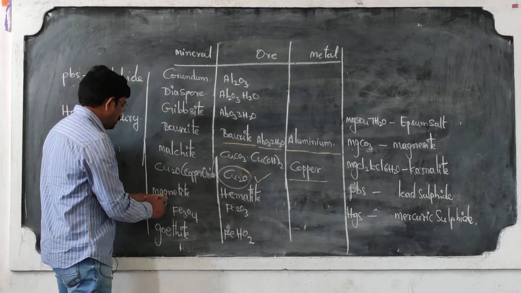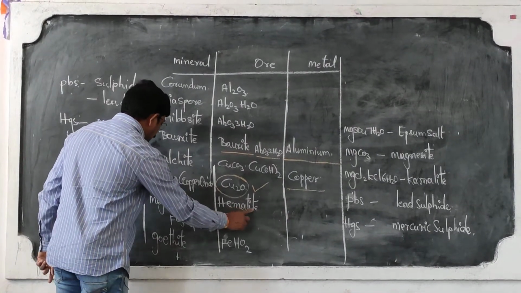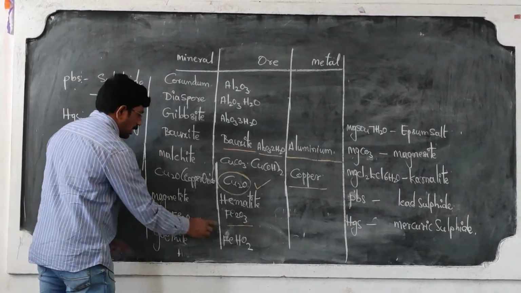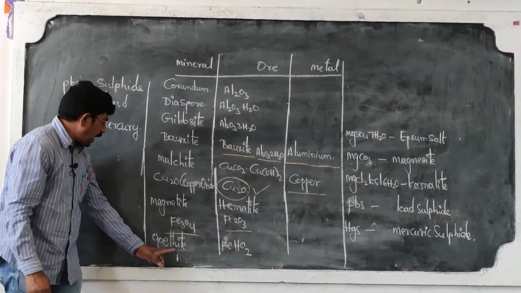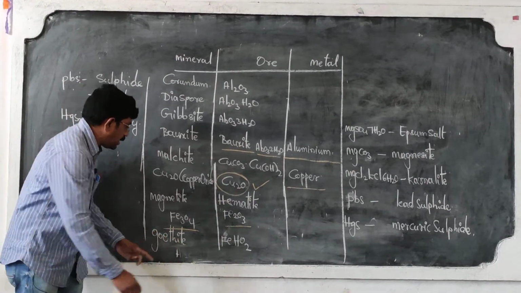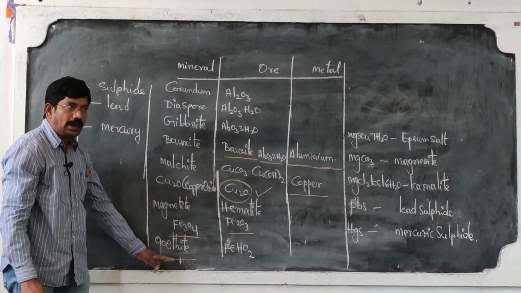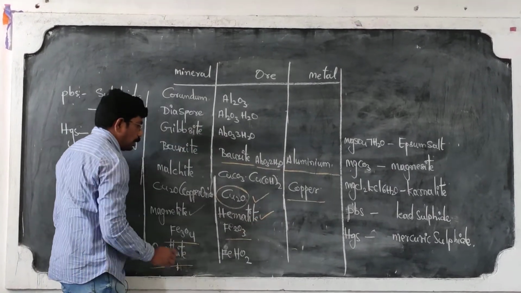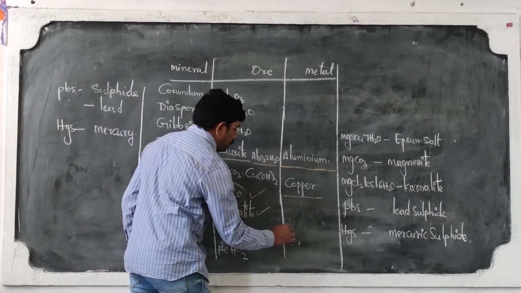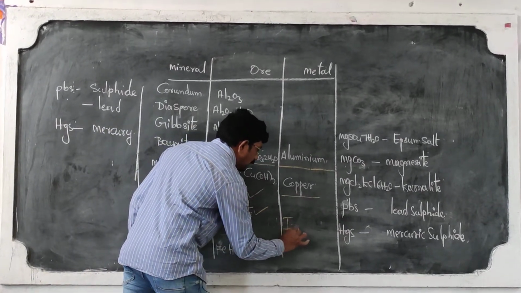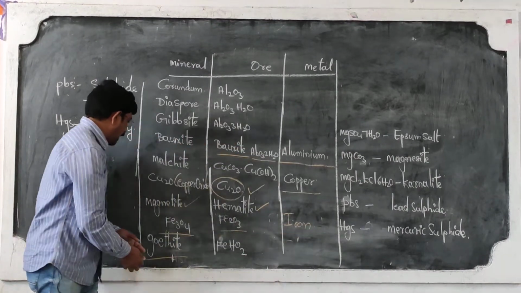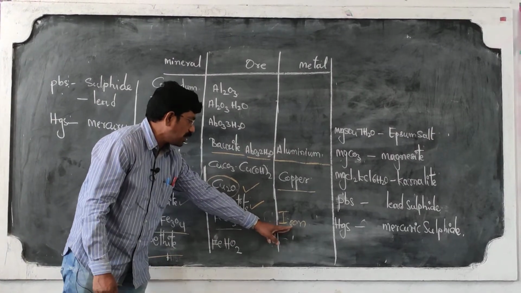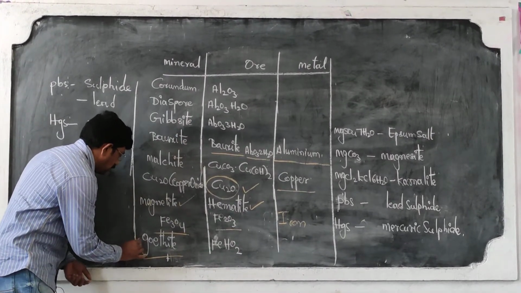Magnetite, see this one. Next one, hematite: Fe3O4 and Fe2O3. These two are the oxide ores. Next, goethite. What is that? Goethite is another mineral, but not the ore. We use this magnetite and hematite to extract the metal. What is the metal we are extracting? Iron. So this magnetite, Fe3O4, and hematite are considered as the ores of iron. We do not consider this one as the ore.